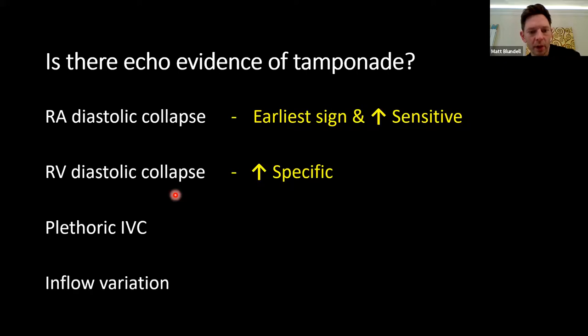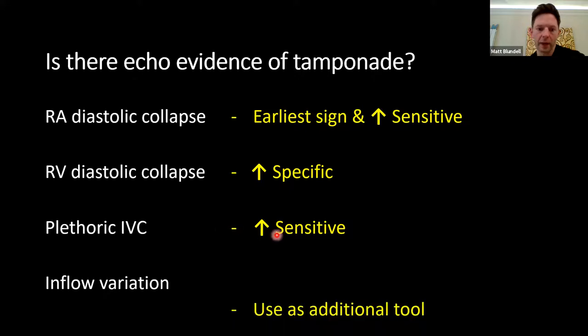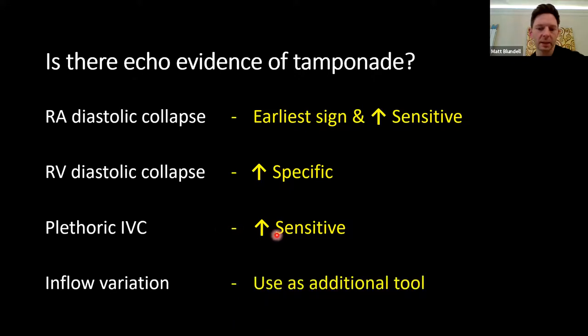So that's when the valves are open. And that's very specific, up to about 90% specific. If you have neither right atrial collapse nor right ventricular collapse, it's got a very good negative predictive value. Looking at the IVC, it's big and fat and not really moving much with respiration. Again, that's very sensitive. So if you have all three of these negative, you can pretty much rule out tamponade. And then inflow variation, you can use as an additional Brucey bonus, just to get some more information to confirm or refute your diagnosis.